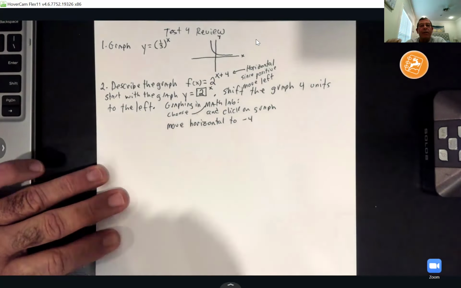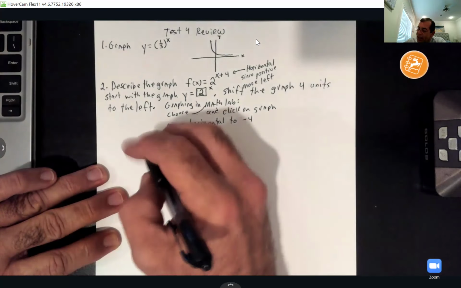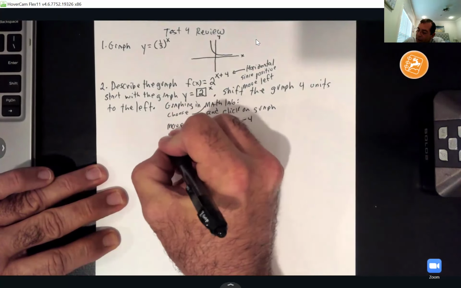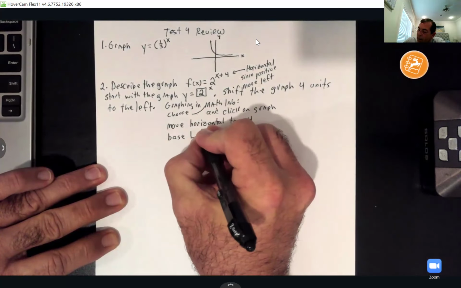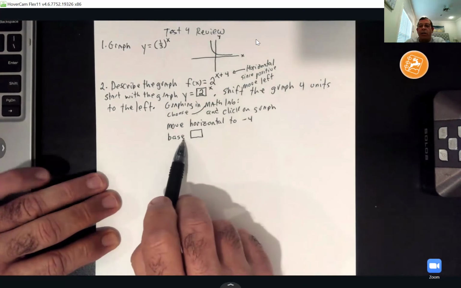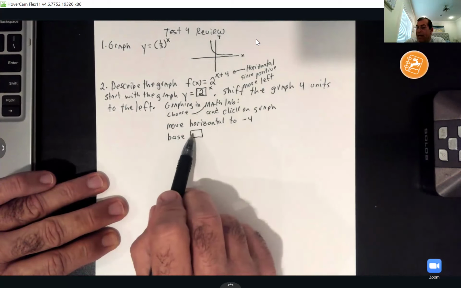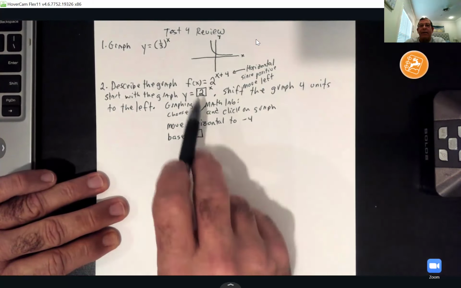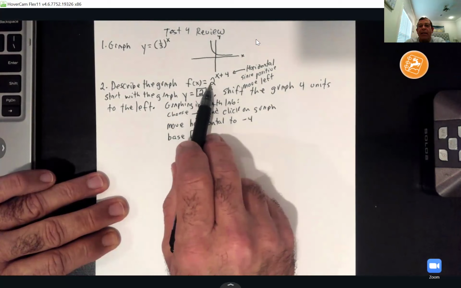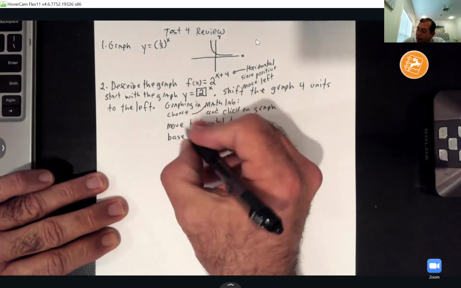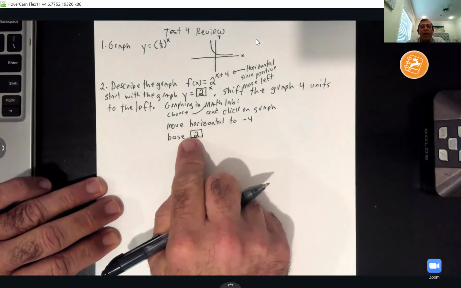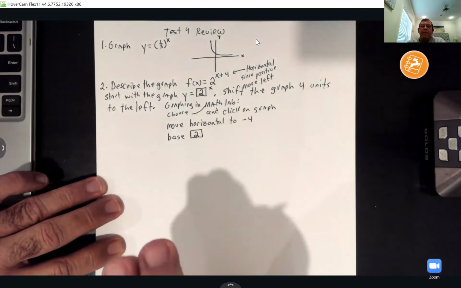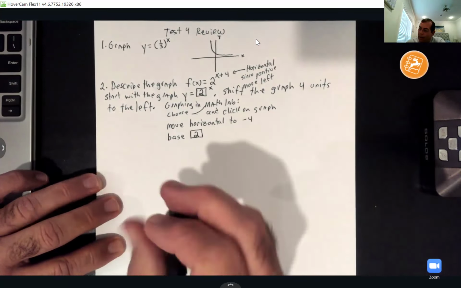So that moves it. Now remember, the last thing you got to do in the bottom left corner, it's going to say base. Remember, by default, they got an E there. So we need to change the base to match our problem and put our 2 in there. Once you do that, it's going to move the graph and then you're done. Okay.